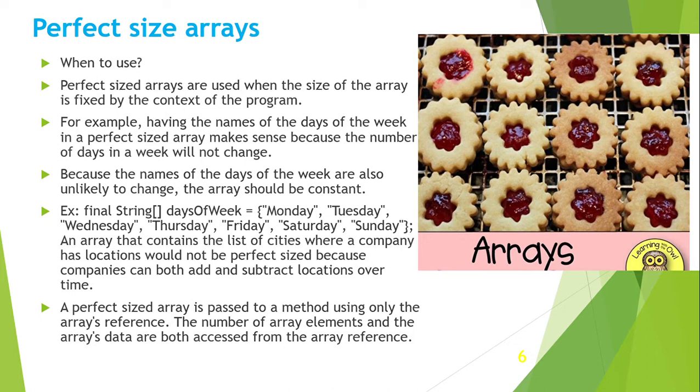An array that contains the list of cities where a company has locations would not be perfect size because companies can both add and subtract locations over time. So that array does not come under the perfect size arrays. A perfect sized array is passed to a method using only the array's reference. The number of array elements and the array's data are both accessed from the array reference.